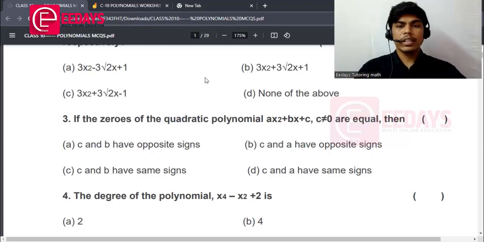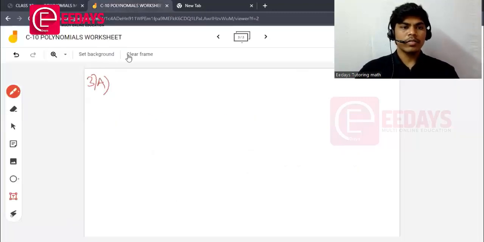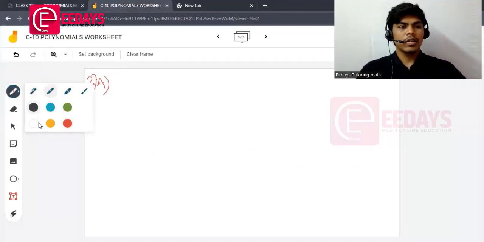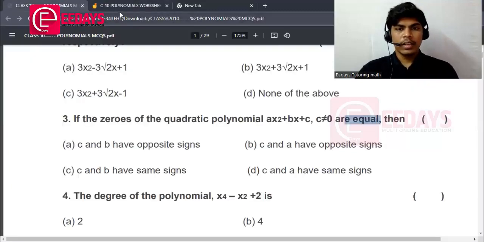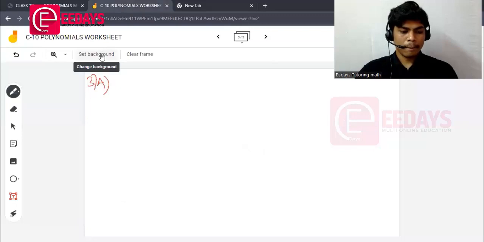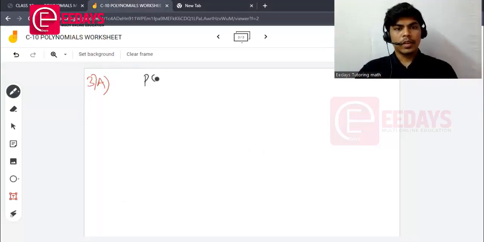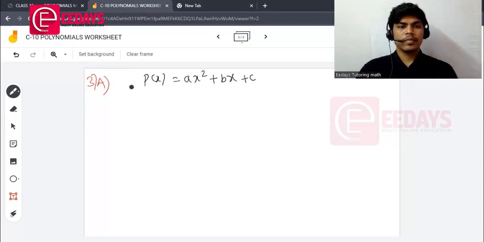So for the quadratic equation with equal roots, we can solve the third question like this. What is the quadratic equation given? p of x is equal to ax square plus bx plus c, they given.